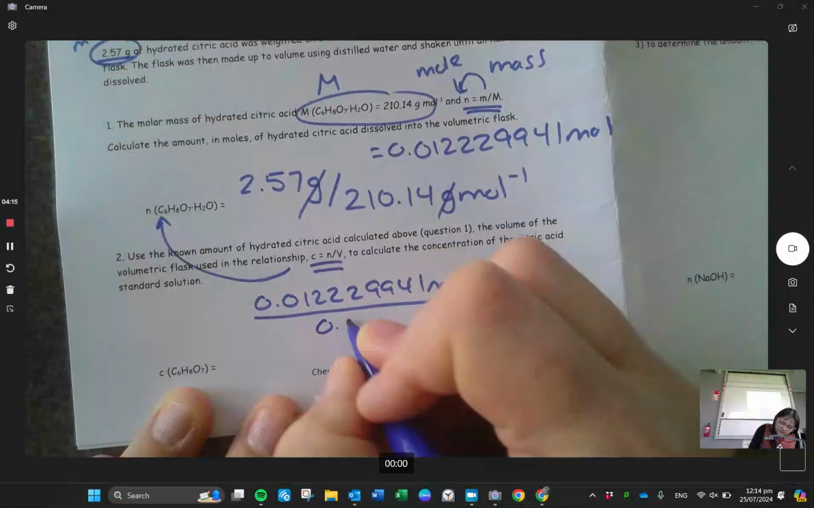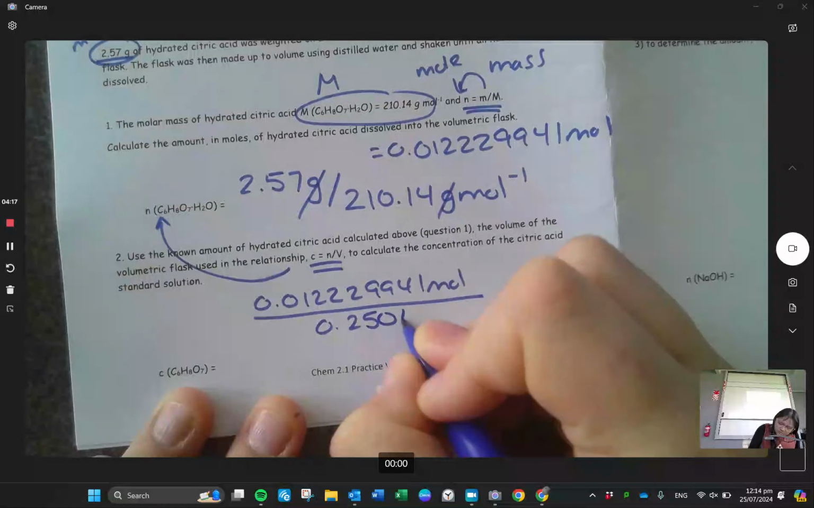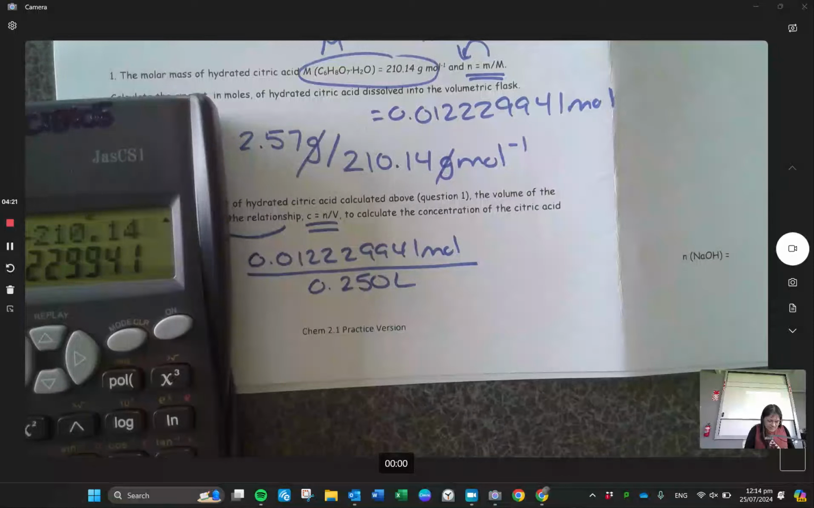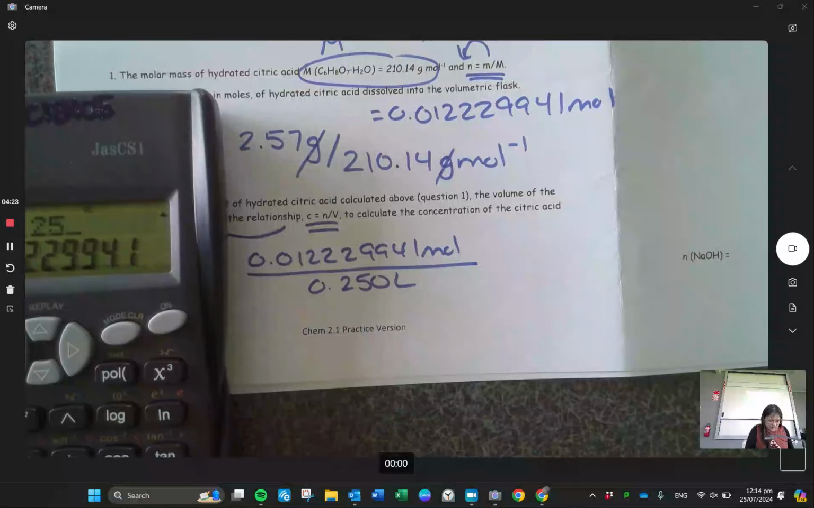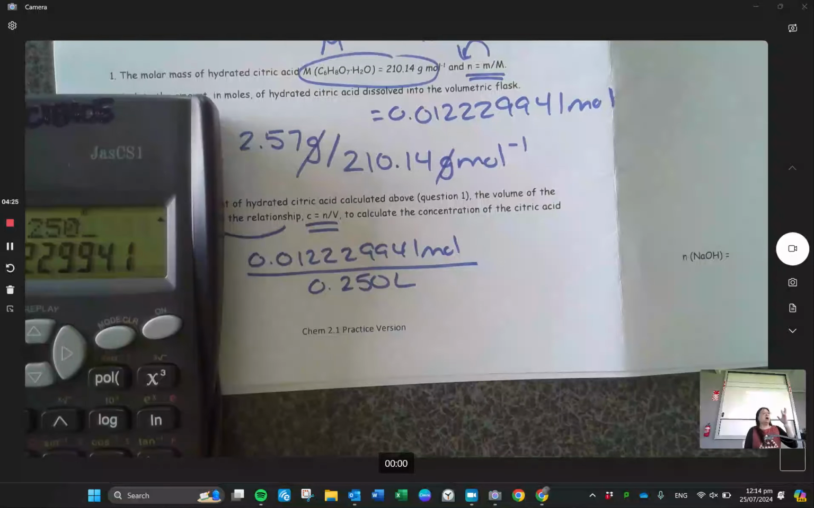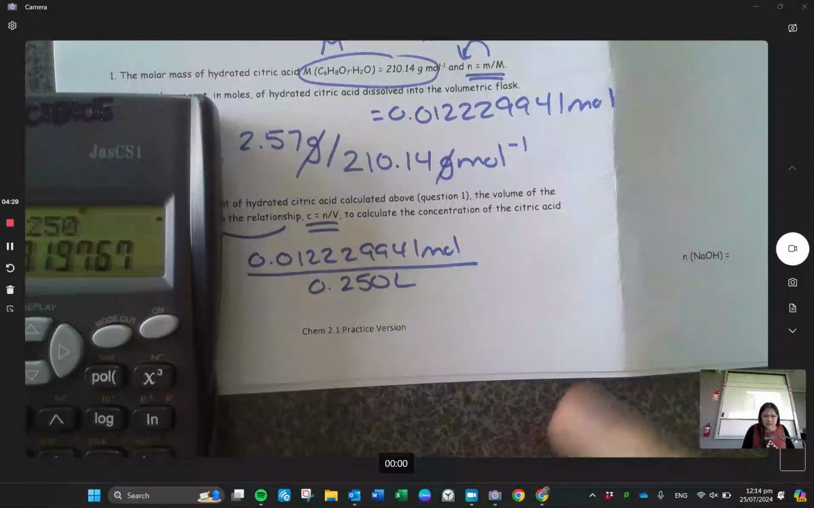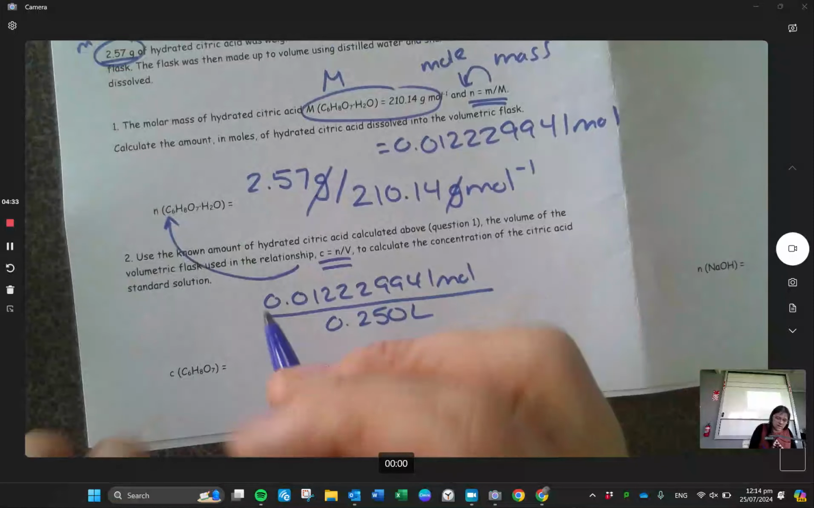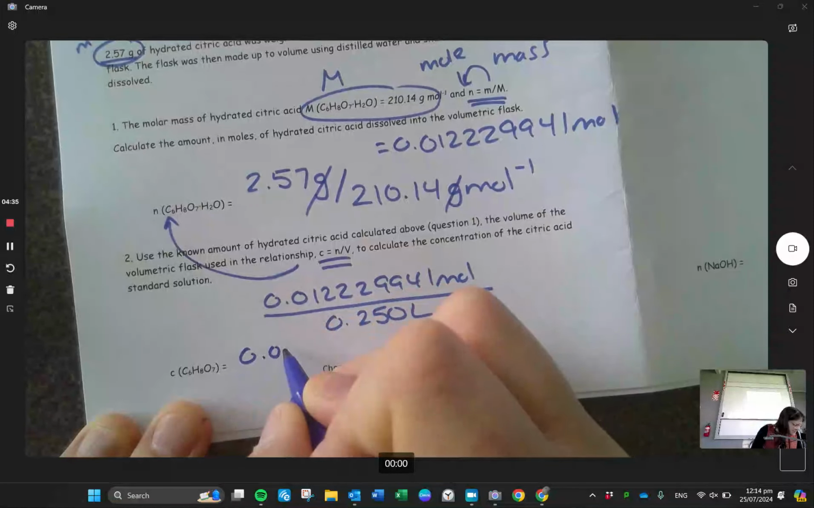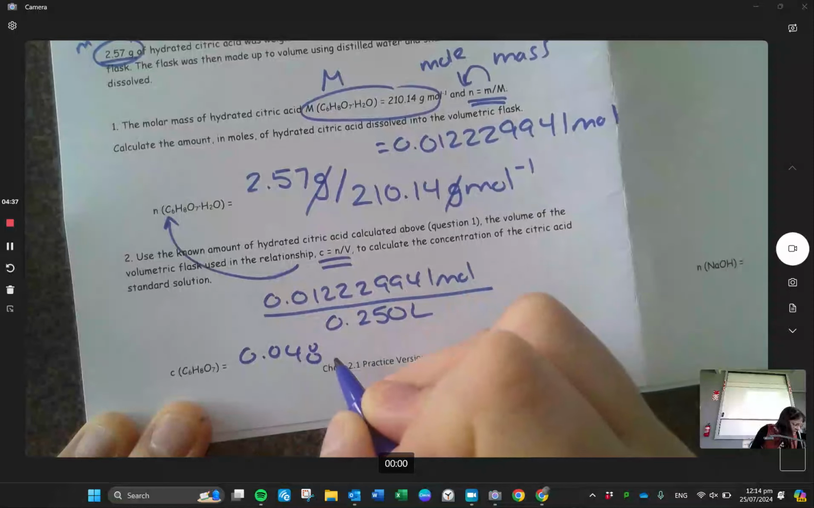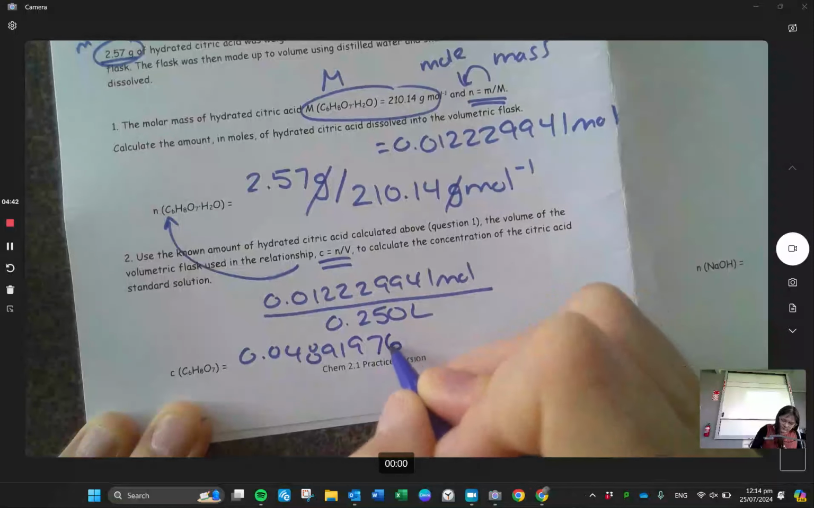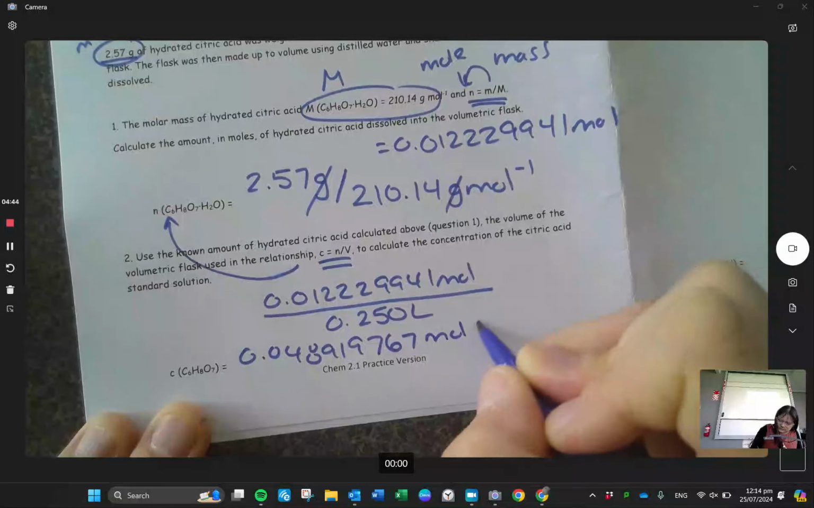So 0.250 liters. All right, so I take that number and divide it by 0.250. Always keep things in your calculator so you don't have to retype all the numbers. All right, there we go. 0.4, and so on. So most of you guys are fine. You're getting up to this point without an issue. Good?